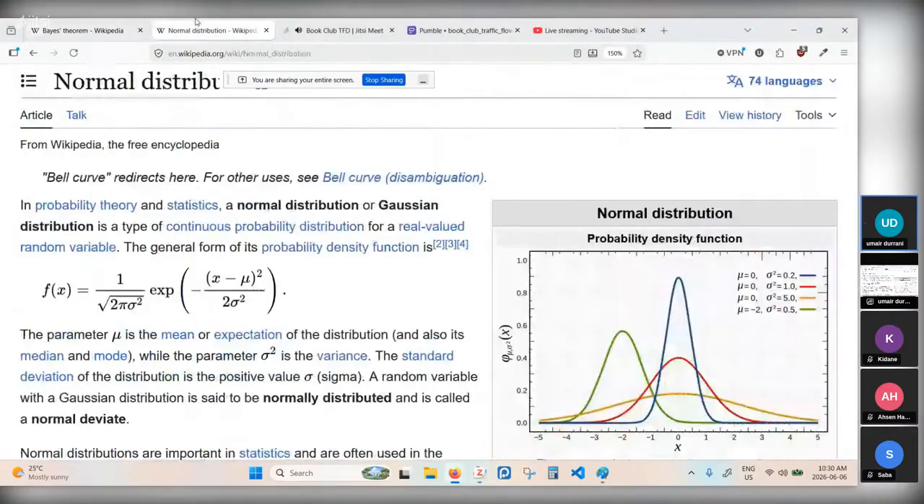Let's go back again to Wikipedia and look at the formula of the normal distribution. This formula is the probability density function. We have three things here that we need to plug in this formula to draw one of these probability density curves, or the bell curves. The first thing is the mean value of this distribution. The second is sigma, which is standard deviation. And the third is the value of x.